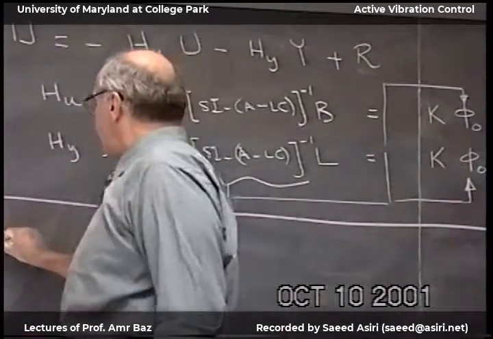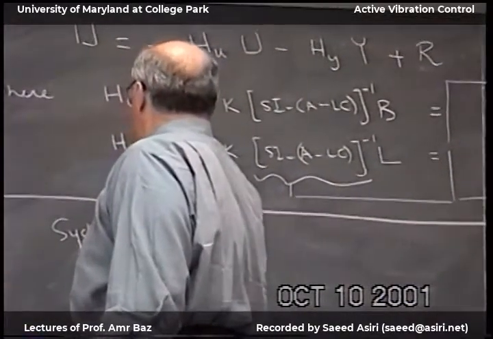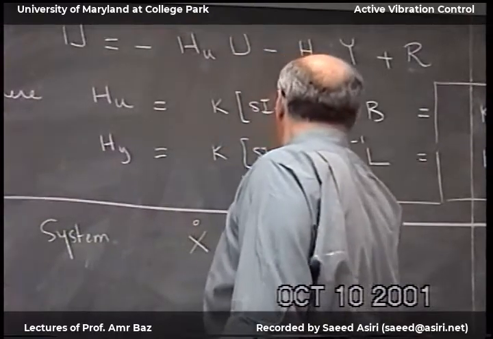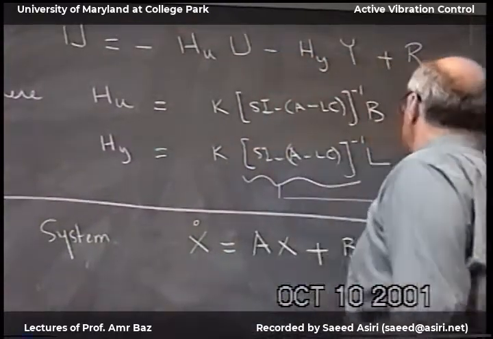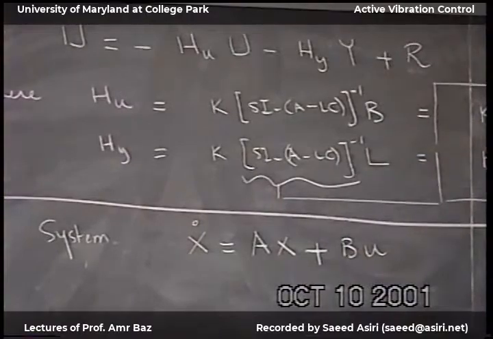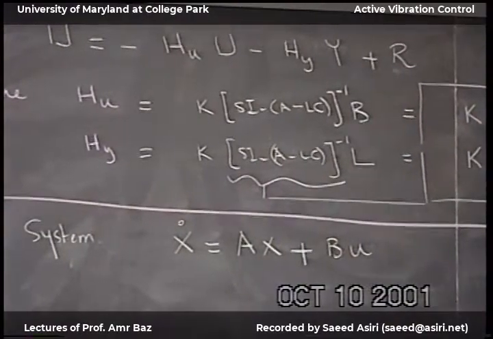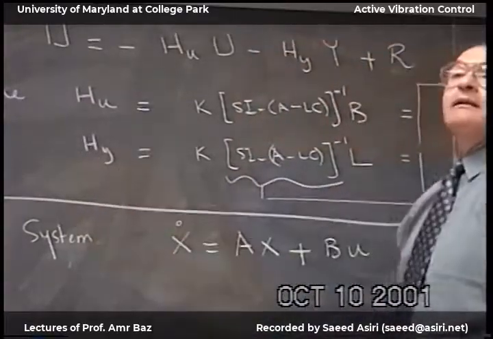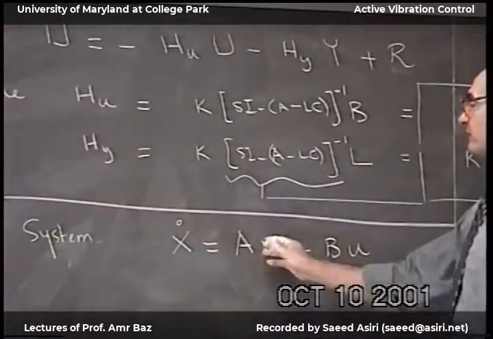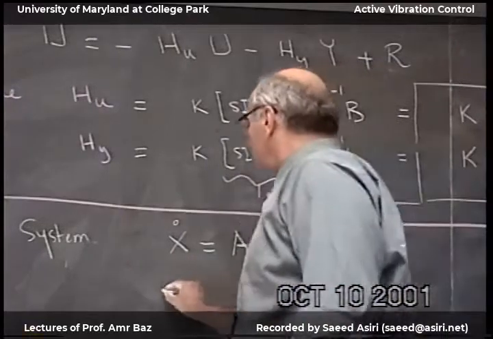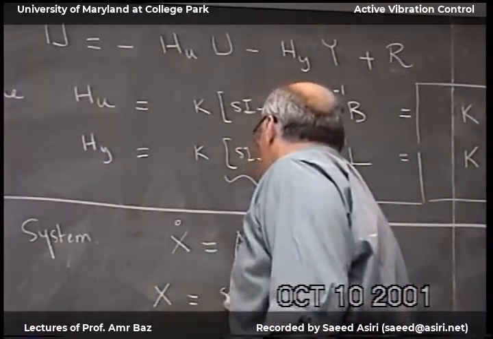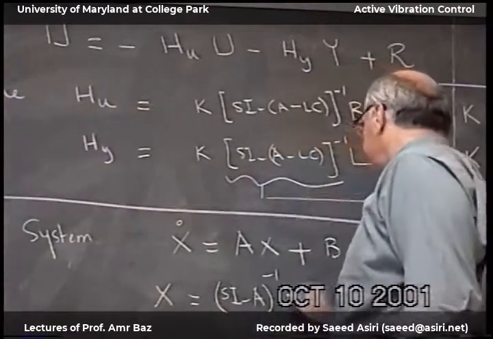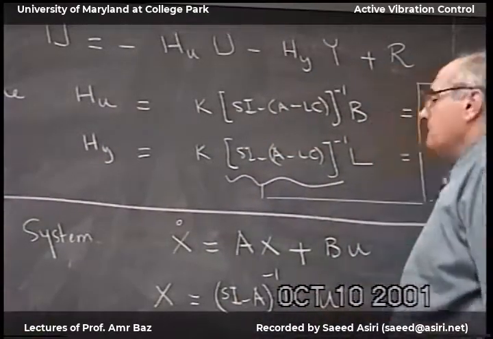My system is x dot equals Ax plus Bu. So from here we can say that the same story will apply: Laplace, and then get the relationship between x and u. So x will equal (sI minus A) inverse times B, times u.